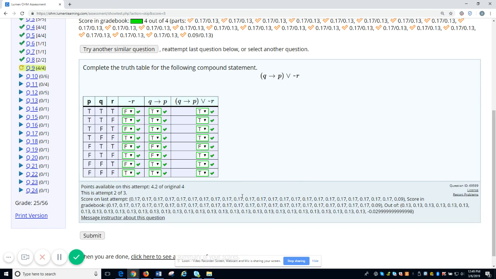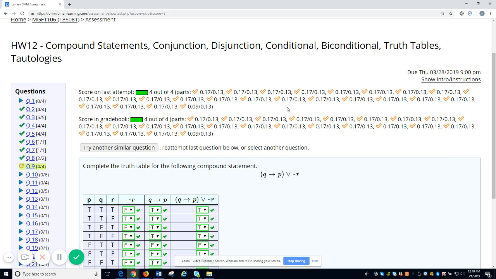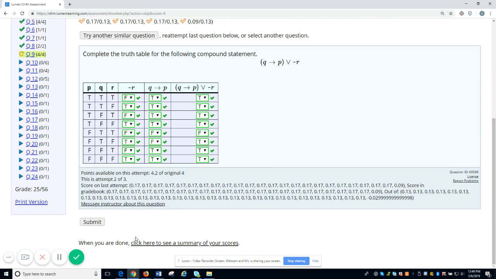Okay. Why is it orange? I don't know. All right.